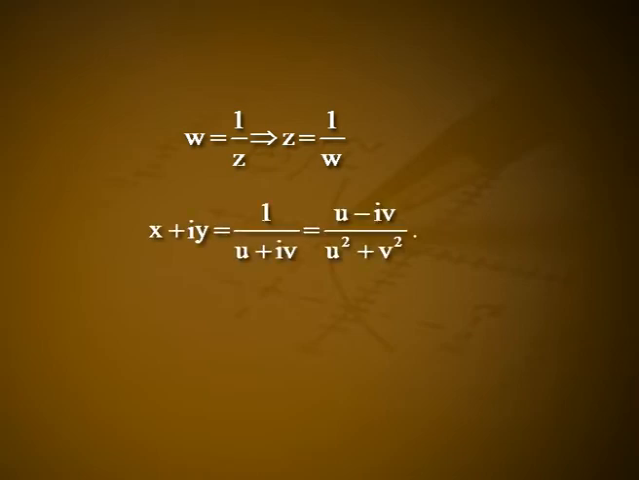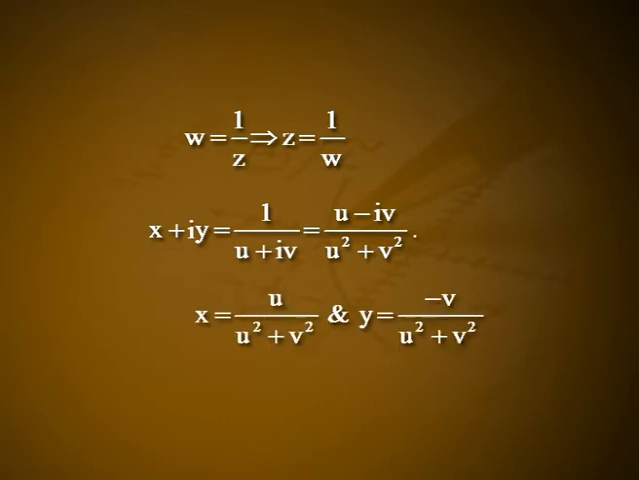We have w is equal to 1 by z, that implies z is equal to 1 by w, that is x plus iy is equal to 1 by u plus iv, which is equal to u minus iv divided by u square plus v square, that is x is equal to u divided by u square plus v square and y is equal to minus v divided by u square plus v square.